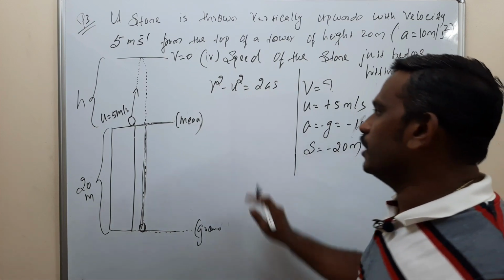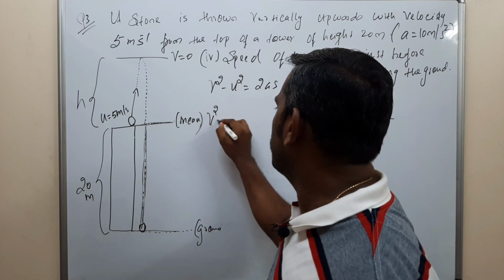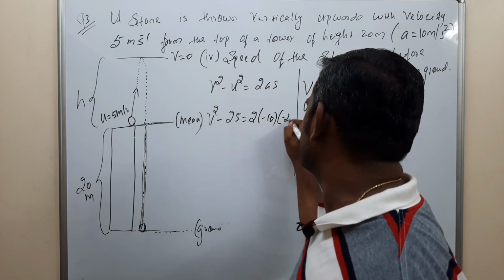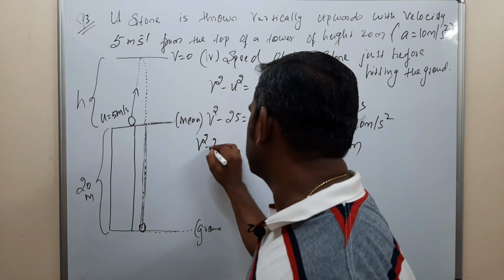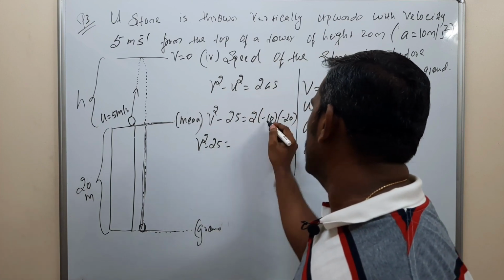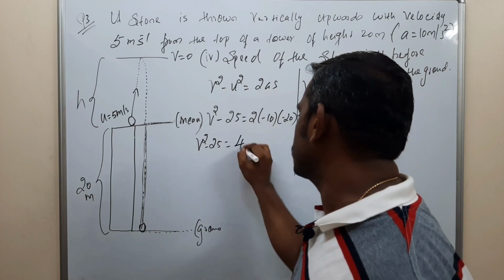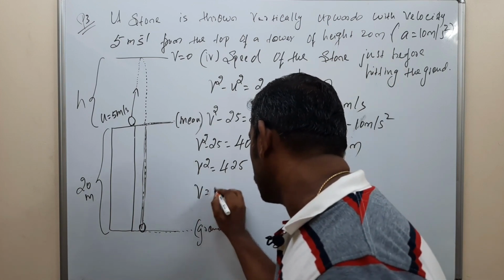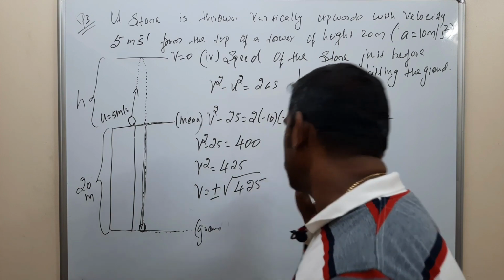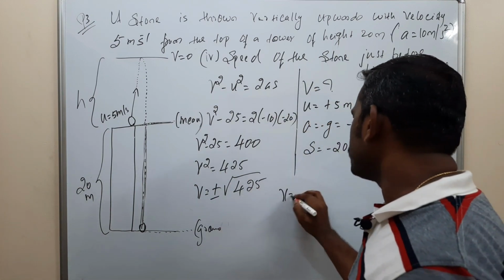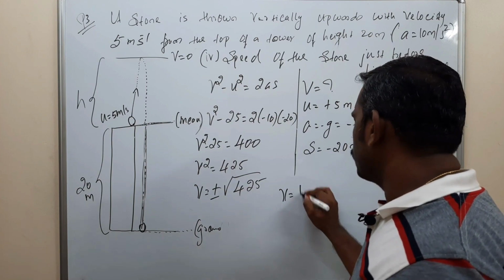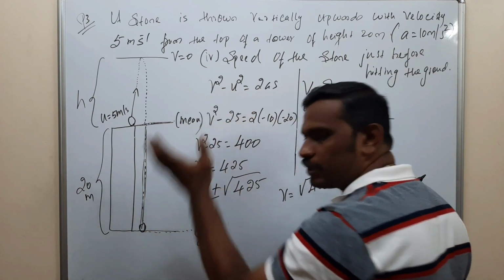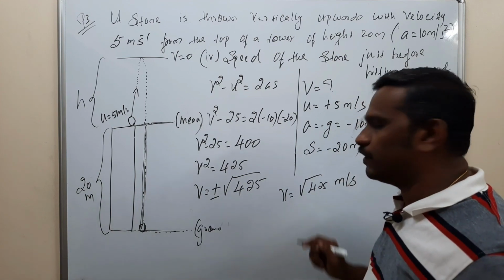Substitute the values: v square minus u square, that is 25, is equal to 2 into minus 10 into minus 20. So v square minus 25 is equal to minus into minus, plus: 10 into 20 is 200, 200 into 2 is 400. So v square is equal to 425. So v is equal to plus or minus square root of 425. Root of 425 meter per second is the speed just before hitting the ground.